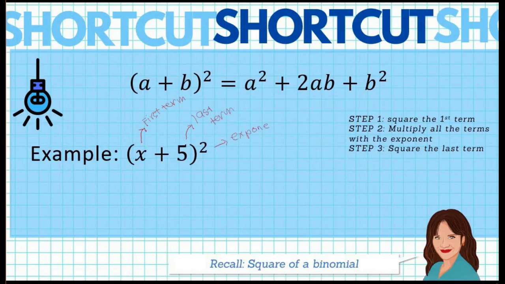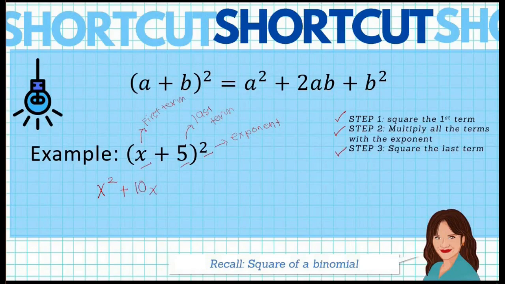and obviously 2 here is the exponent. So step 1, we need to square the first term, which is x. Let's check that, and then we square x, and that is x squared. Step 2, multiply all the terms with the exponent. So we multiply 2 times 5 times x, and that is equal to positive 10x.